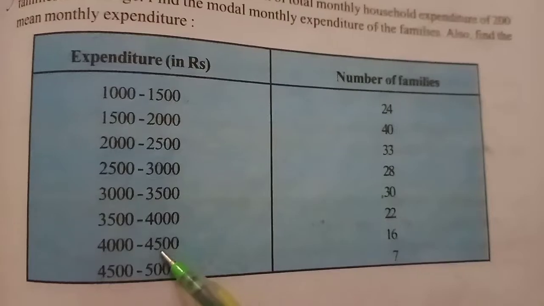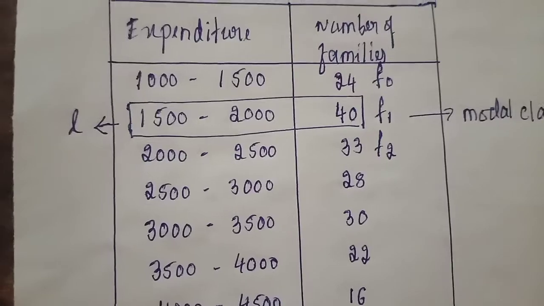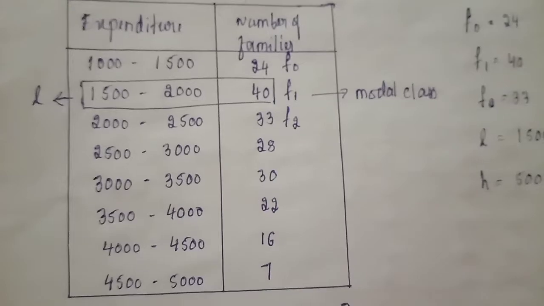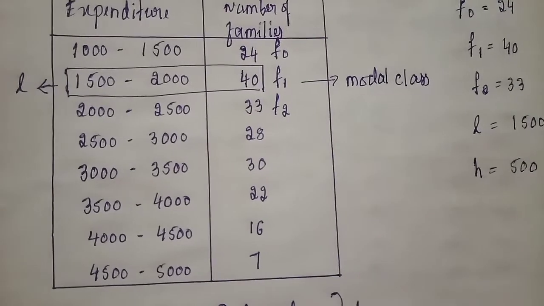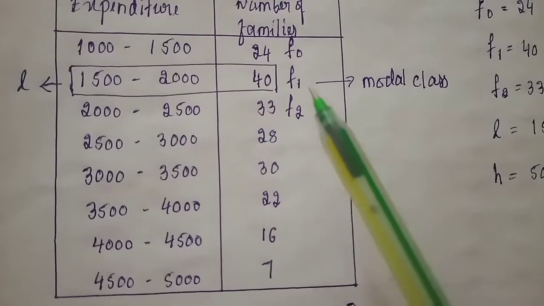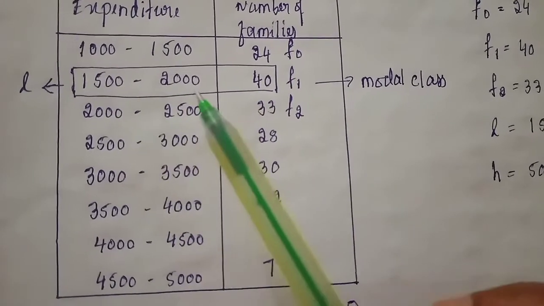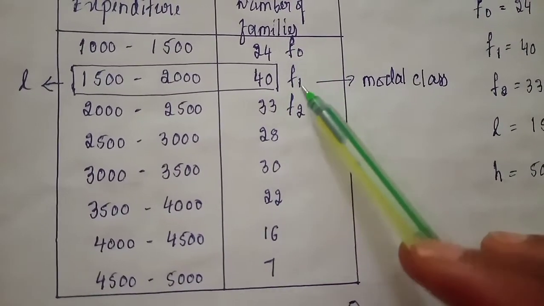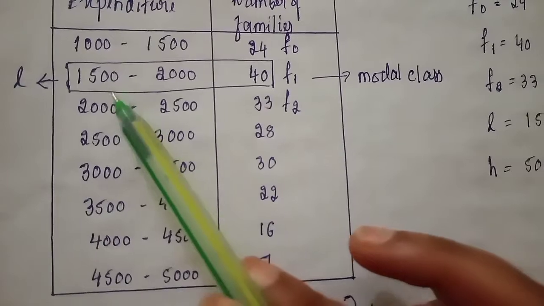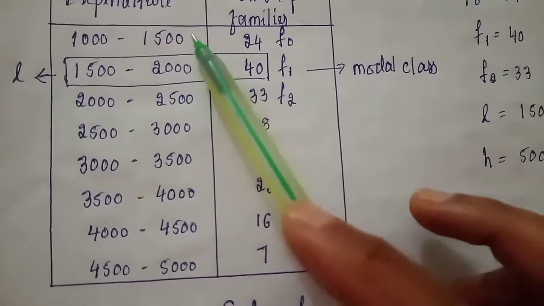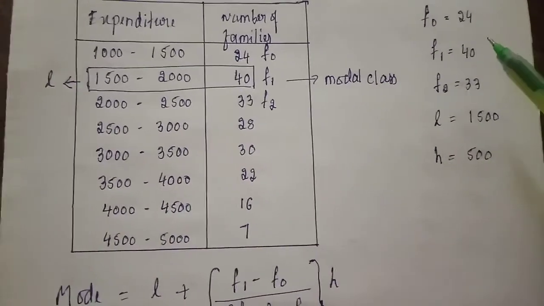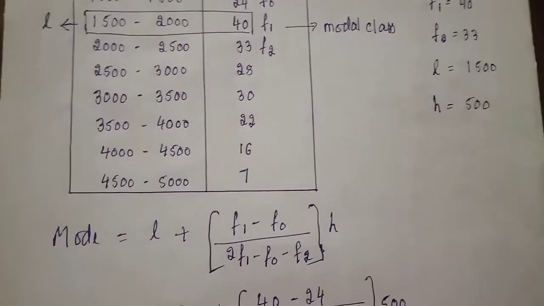So given expenditure in rupees and number of families. Now let us find out what is the modal class. When you look at the frequency, you can see which is the maximum frequency here. 40 is the maximum frequency. So now 1500 to 2000 becomes the modal class. So 24 is F0, 40 is F1, 33 is F2, and 1500 is the lower limit. And class size is 2000 minus 1500, which is 500. So note all this: F0, F1, F2, L and H.